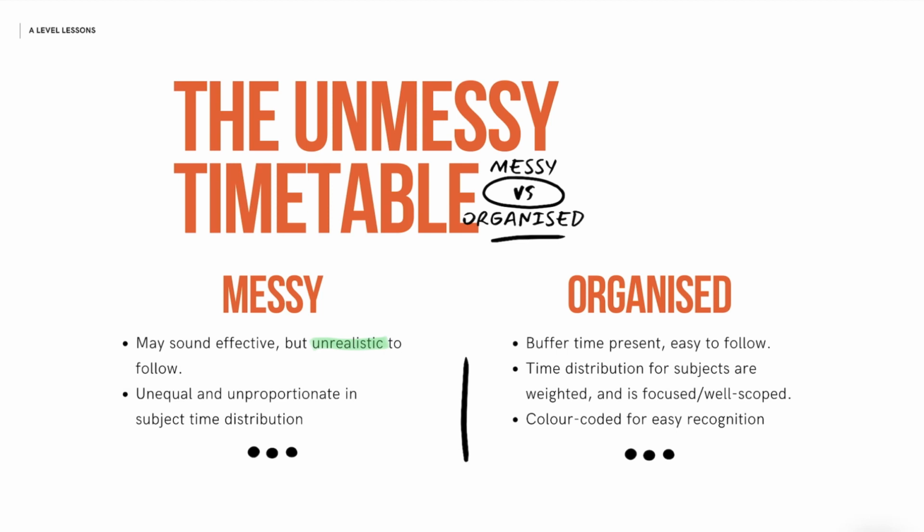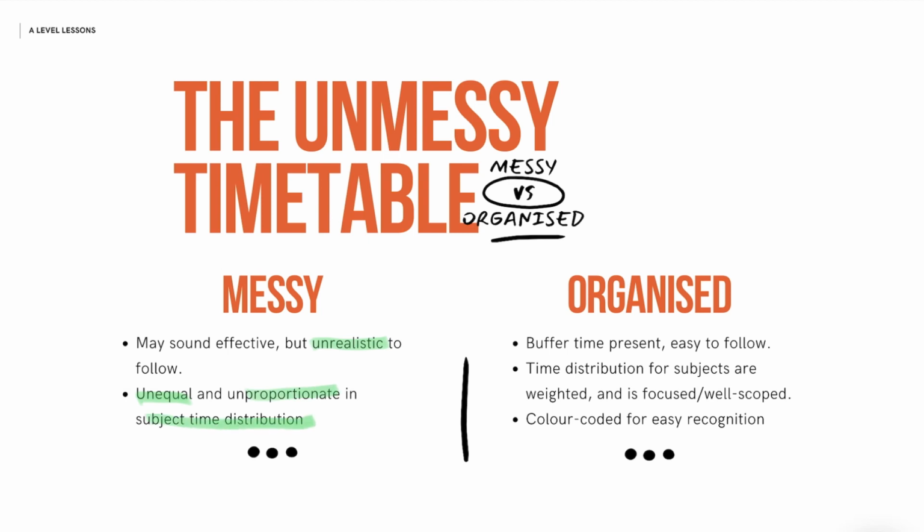For example, you give yourself, let's say, half an hour to do an econ essay, but in reality, you need 1 hour, so it could be unrealistic. Or for instance, you give yourself 8 hours just for econ, and then what happens to geog? What happens to general paper? What happens to your other subjects? You basically don't have time. So it could be unrealistic. You have got unequal and disproportionate subject time distribution.